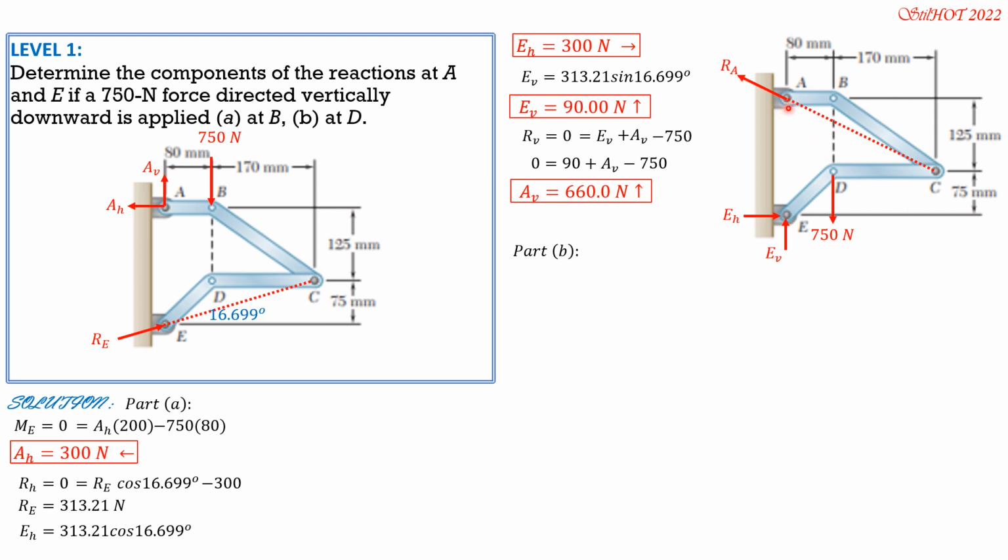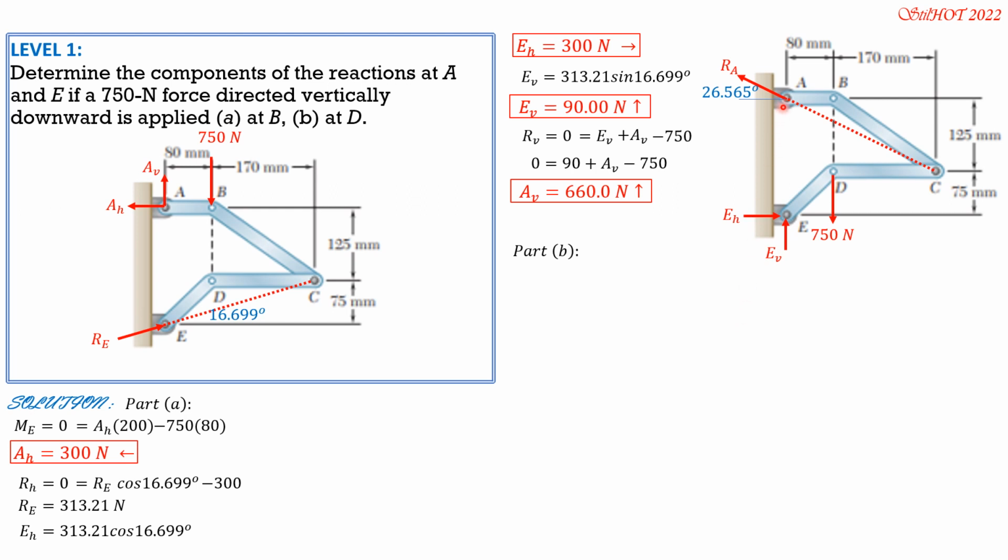So this time, member AC is a two-force body. That's why the reaction at A passes through C. In the same manner, the reaction at C passes through A. Then the angle here with the horizontal is now arctan of 125 over 250. It is equal to 26.565 degrees as shown.